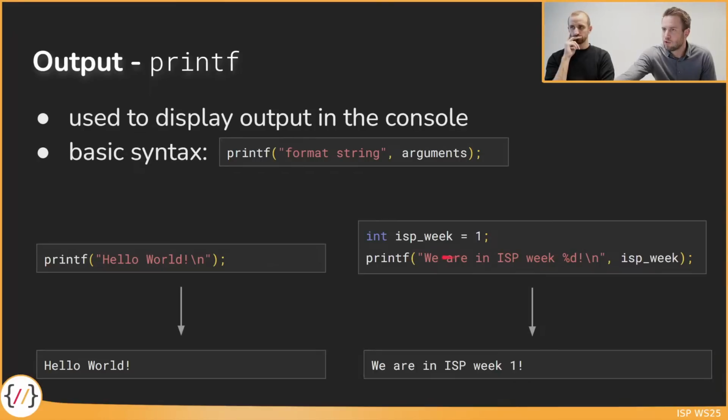In this case we want to print out "we are in ISP week", and then the value followed by another character and new line, and this is a placeholder for integers. %d is a placeholder for integers, and so we can print out our value. So in this case the output is "we are in ISP week 1". So what does this %d mean, so why d?